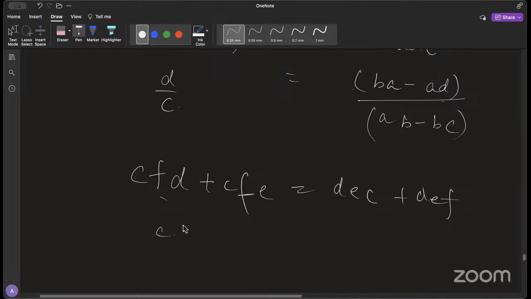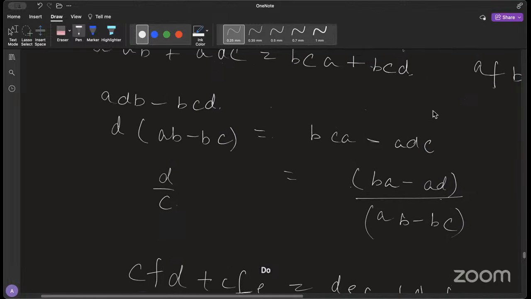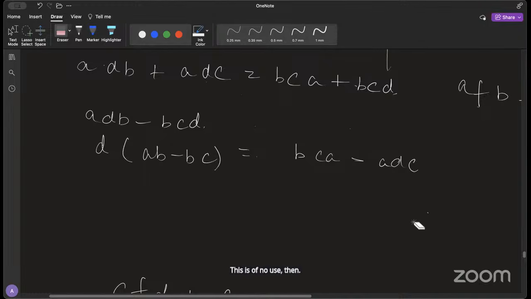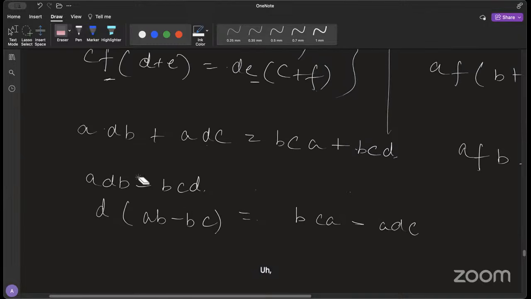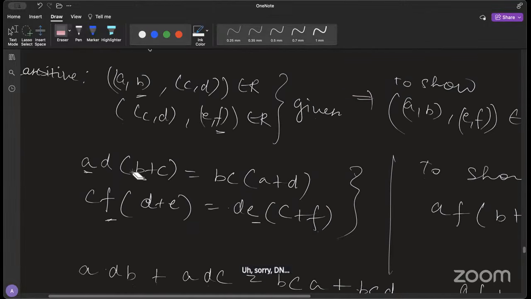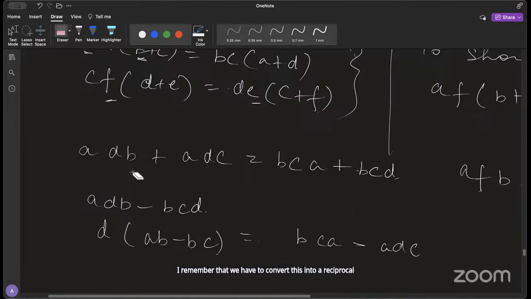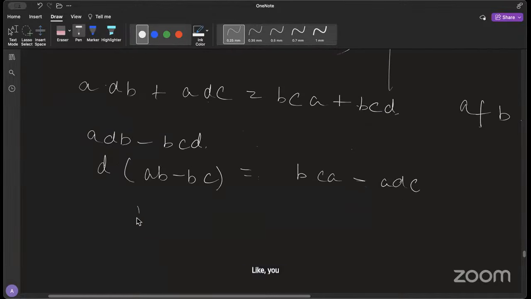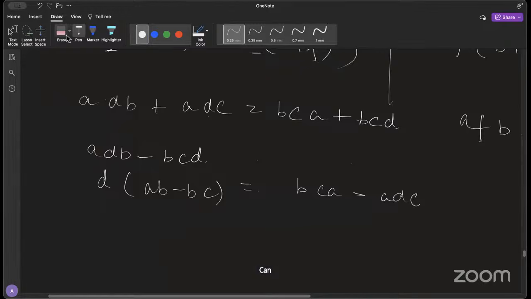You take CFD from here, do we have, okay, we've not gotten rid of D from here. D is still here, C is still, okay. This is of no use then. We need to get A and D. I remember we have to convert this into a reciprocal kind of a thing, ma'am. Otherwise, it will be very complicated. Let's have D and C outside of this equation. Can we do that? Yeah.